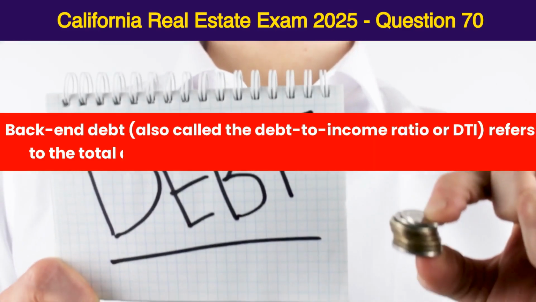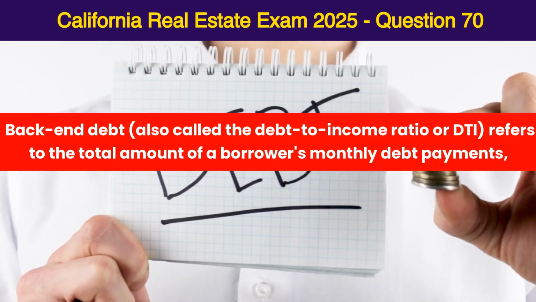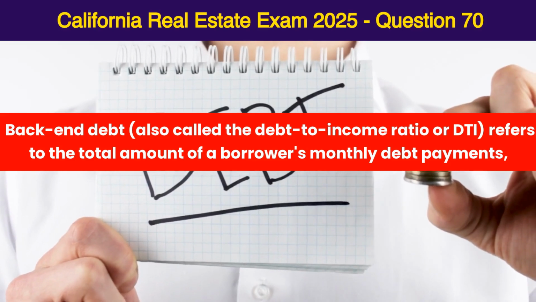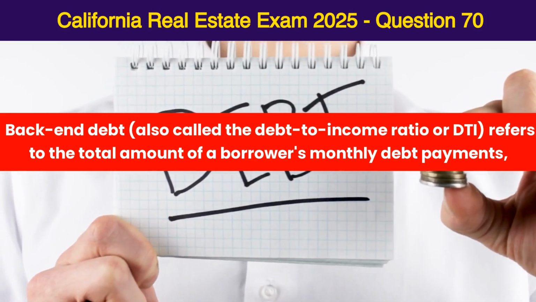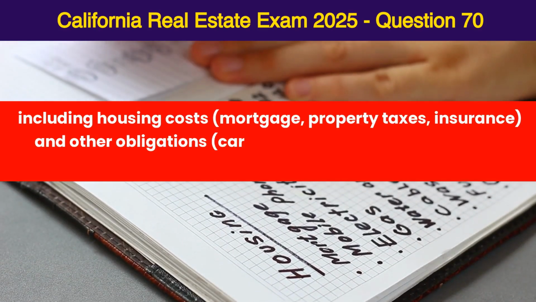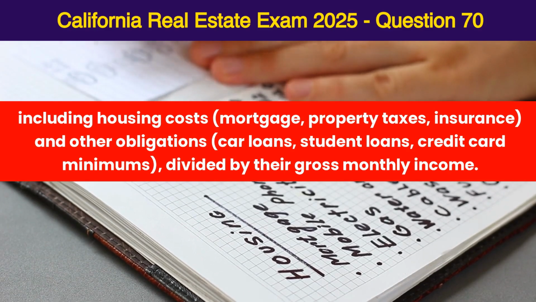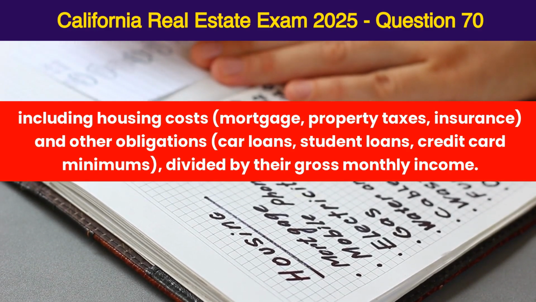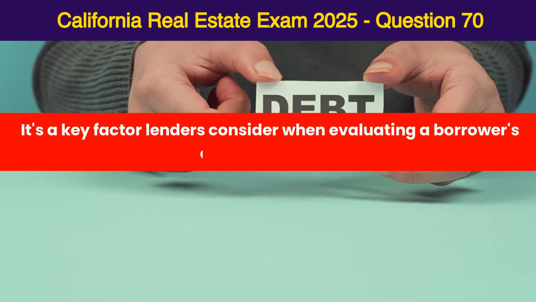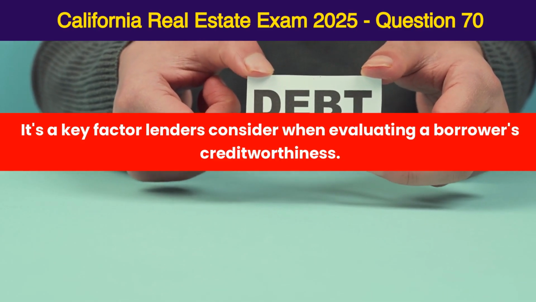Back-end debt, also called the debt-to-income ratio or DTI, refers to the total amount of a borrower's monthly debt payments, including housing costs, mortgage, property taxes, insurance, and other obligations, car loans, student loans, credit card minimums, divided by their gross monthly income. It's a key factor lenders consider when evaluating a borrower's creditworthiness.